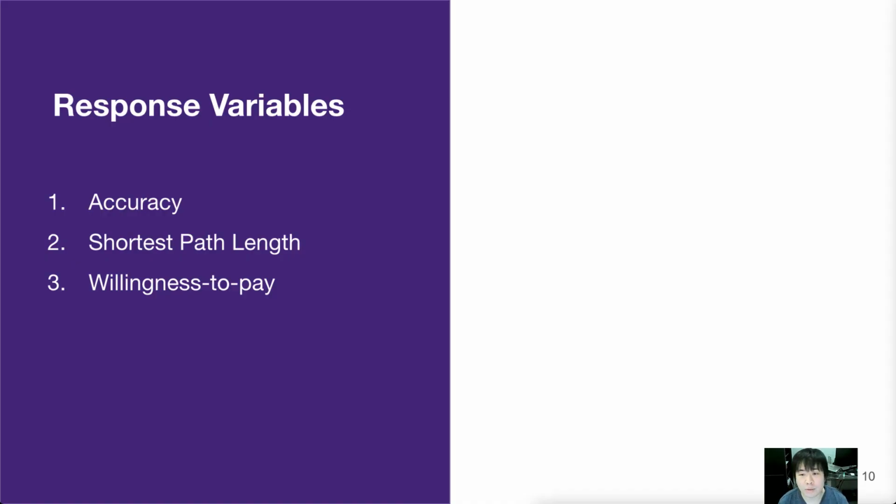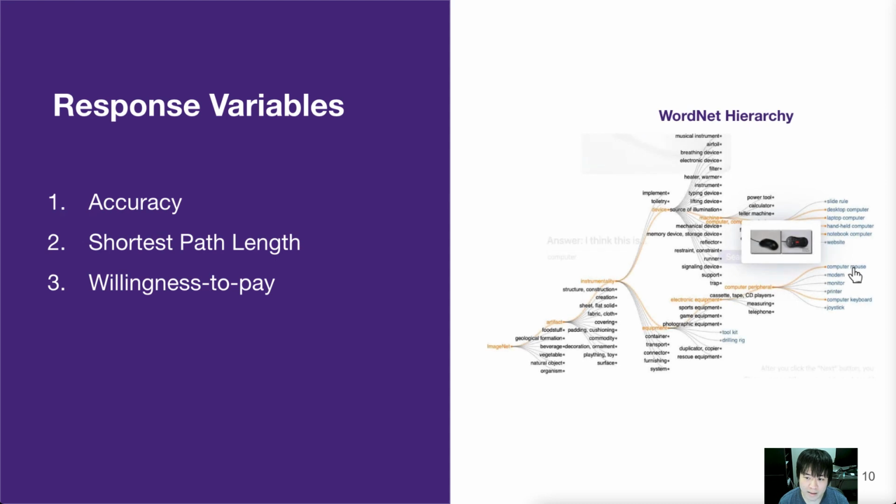We focus on 3 response variables, which are accuracy, shortest path length, and willingness to pay. We measure the shortest path length between the selected label and the ground truth label as defined on the WordNet hierarchy, which is commonly used to quantify the semantic similarity. The willingness to pay is a measure that we elicit from participants at the end of the experiment, which captures how much they are willing to pay for the prediction displays if they were to repeat the study with a similar distribution of instances.